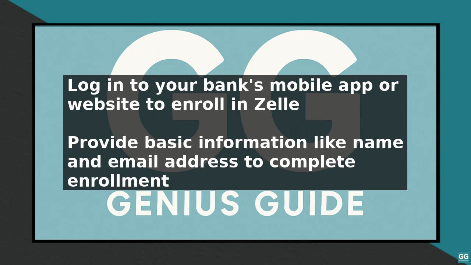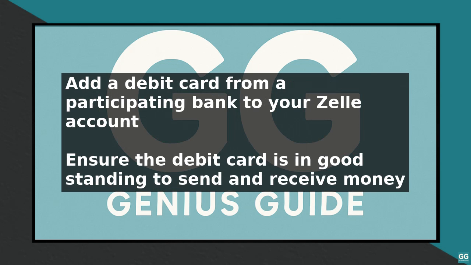To send money, simply enter the recipient's email address or mobile phone number, the amount you want to send, and a brief message. The recipient will receive a notification and the money will be deposited into their account, usually within minutes. To receive money, make sure your Zelle account is set up and linked to your debit card. When someone sends you money, you will receive a notification and the money will be deposited into your account.